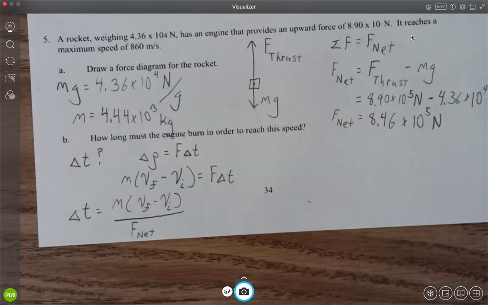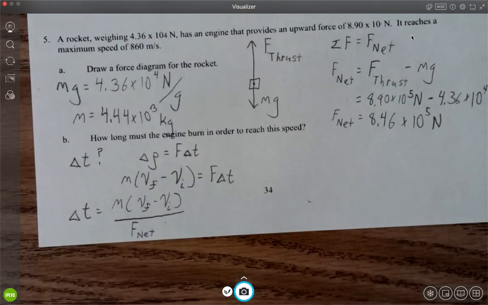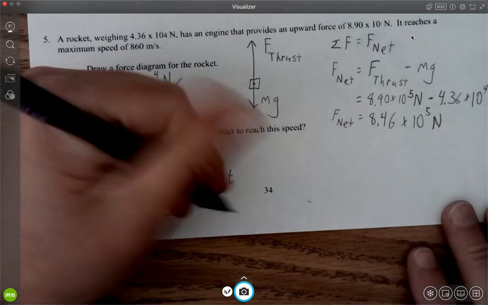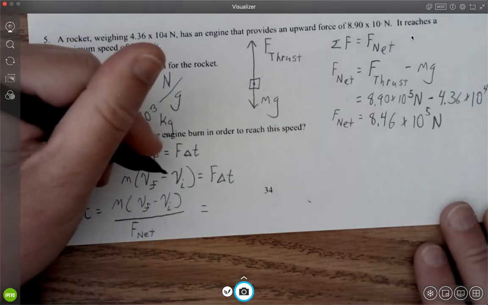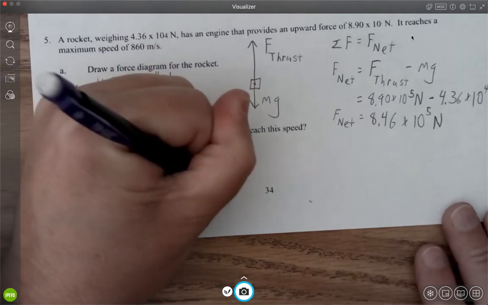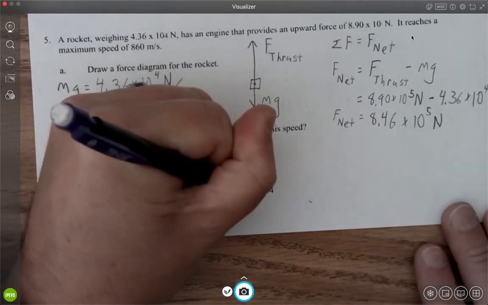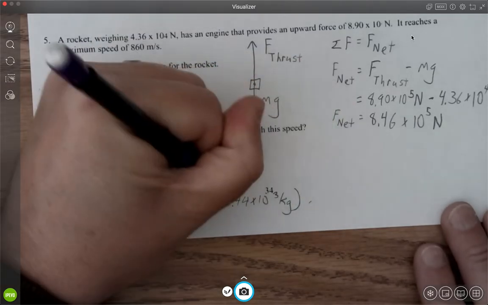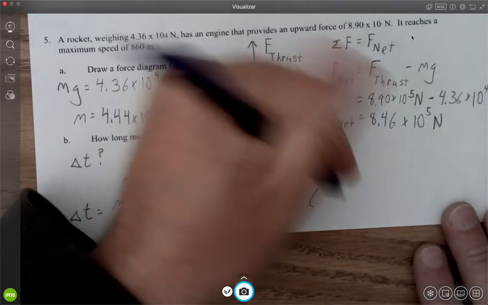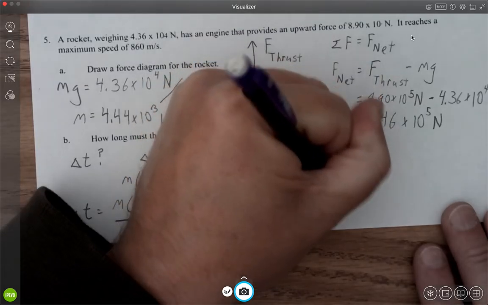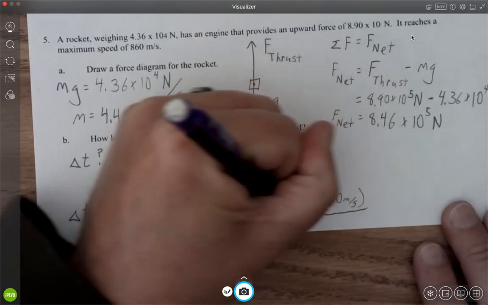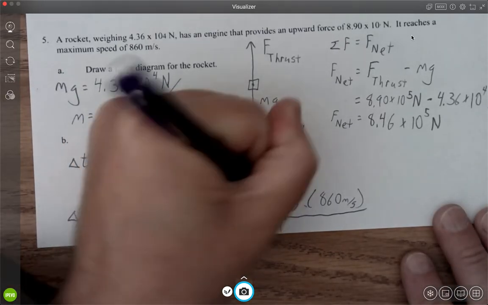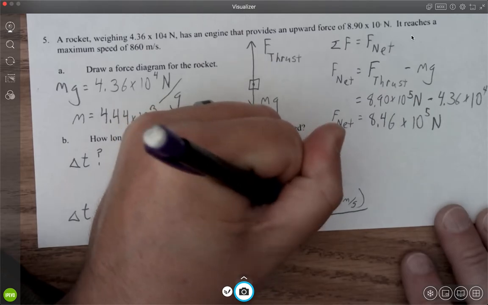So now we have our net force, we have our mass, and we have our equation. So now we have everything we need in order to solve for this time. So the time is going to equal this mass of 4.44 times 10 to the 3rd kilograms, multiplied by that change in velocity, which is 0 to 860 meters per second. So the change is 860, divided by the net force of 8.46 times 10 to the 5th newtons.